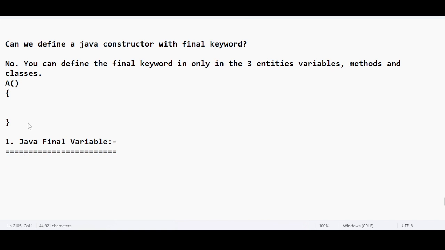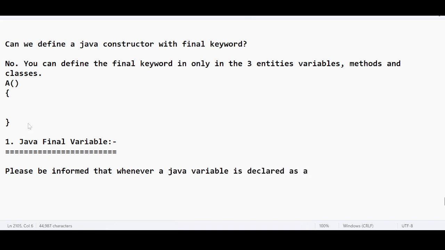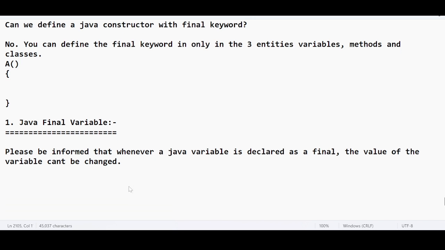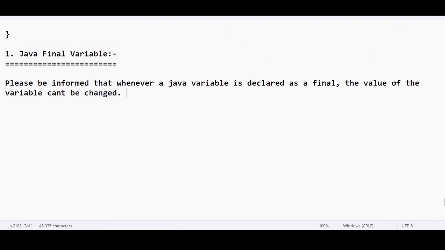Please be informed that whenever a Java variable is declared as final, the value of the variable cannot be changed. Very simple, self-explanatory. No explanation is required.